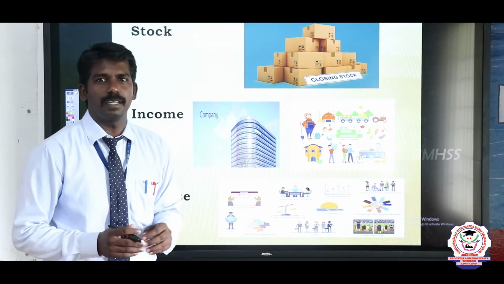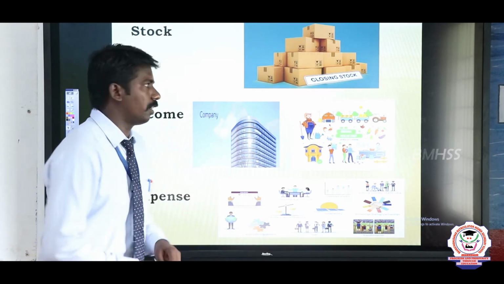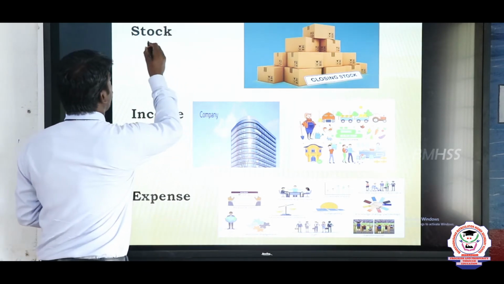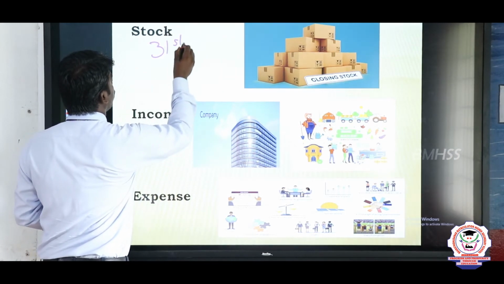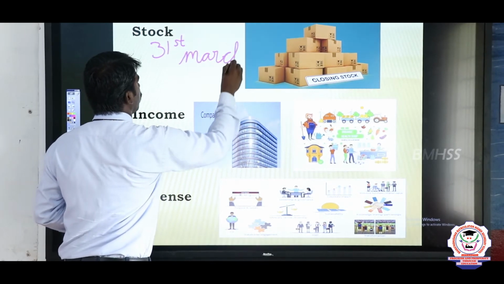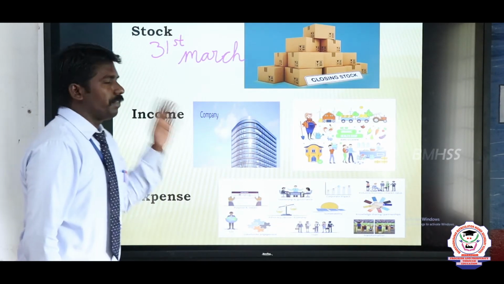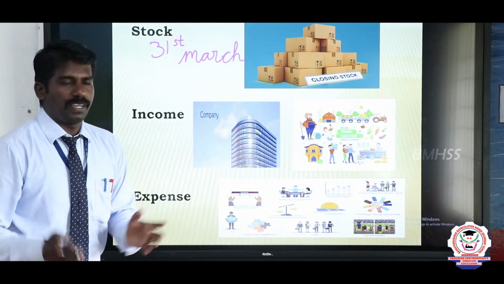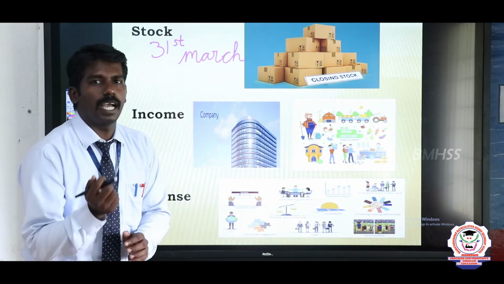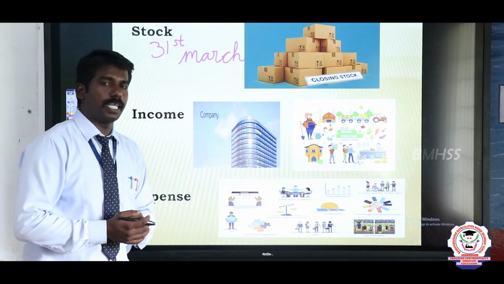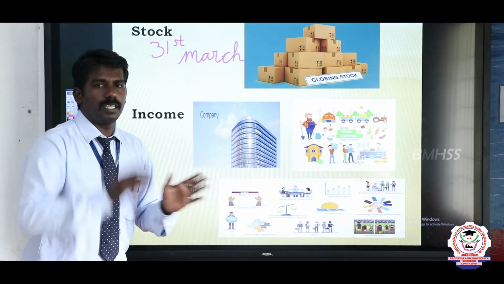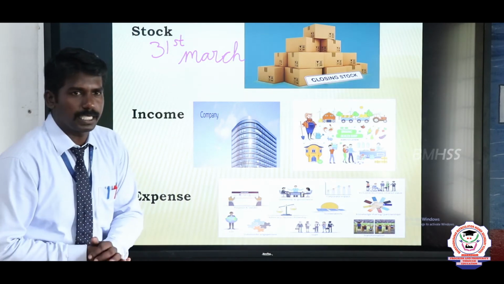Closing stock is nothing but at the end of the financial year. What is the end of the financial year? Correct. 31st March of every year. So, 31st March of every year is called end of the financial year. So, at the end of the financial year, how much of goods are in the hands of the company is called closing stock. Then, what is the opening stock, sir? The closing stock of one year is the opening stock of the next year.